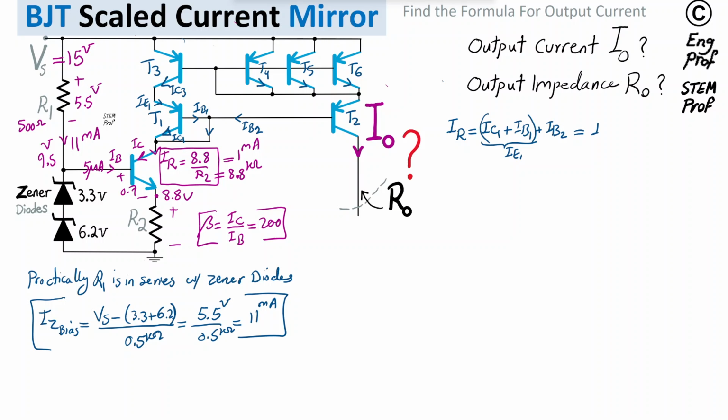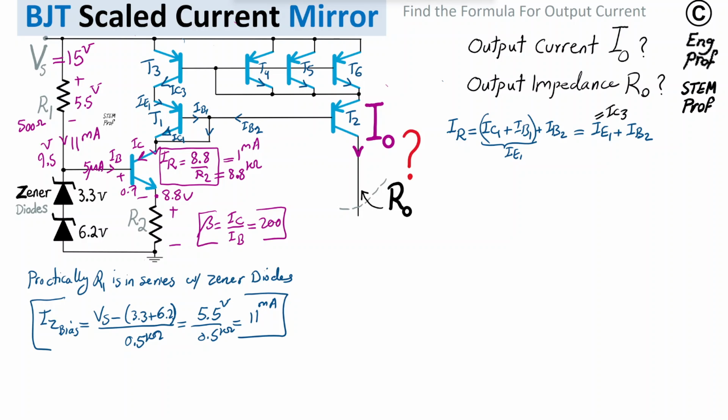So IE1 plus IB2. But the nice thing is IE1 for transistor T1, I'm going to use a different color so that it's observable, IE1 for transistor T1 is equal to IC3 for transistor T3 just because of the way the connection is there. So I can write as a result, instead of IE1, that it's equal to IC3.